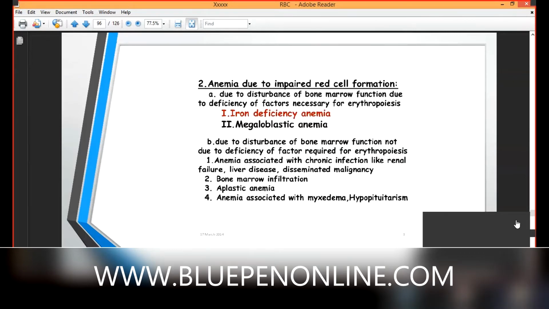And then the next type means disturbance of the bone marrow function, not due to the deficiency factors, but due to some factors like kidney disease, then exposure to X-rays.